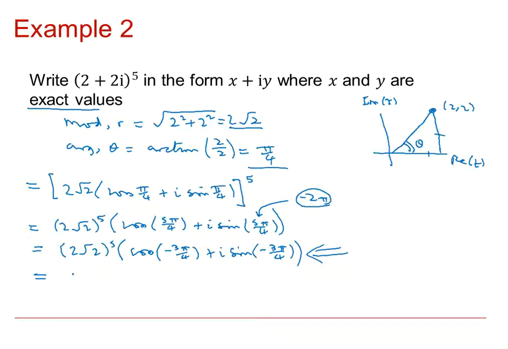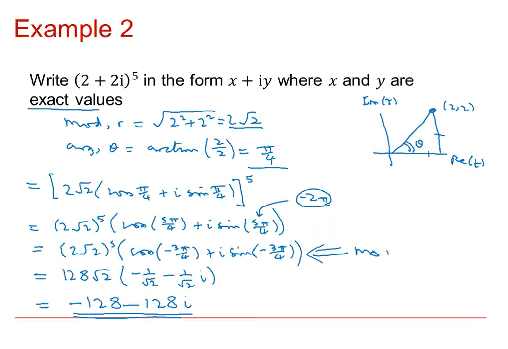So we're going to go to component form now. So 2 root 2 to the power 5 is 128 root 2. And cos of minus 3 pi by 4 is minus 1 over root 2. And sine of minus 3 pi by 4 is minus 1 over root 2 i. So we don't particularly need the brackets here. We can write the answer as minus 128 is the real part, minus 128 is the imaginary part. So there's the final answer in component form, and this would be the answer if you wanted it in mod argument form.